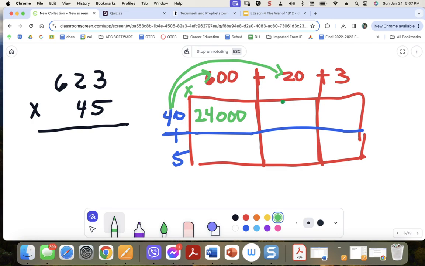And then the next one, we're going to multiply 40 times 20. Again, we see another zero right here. We see 2 zeros, so we bring down 2 zeros right here, and we go ahead and multiply 4 times 2, which would be 8.